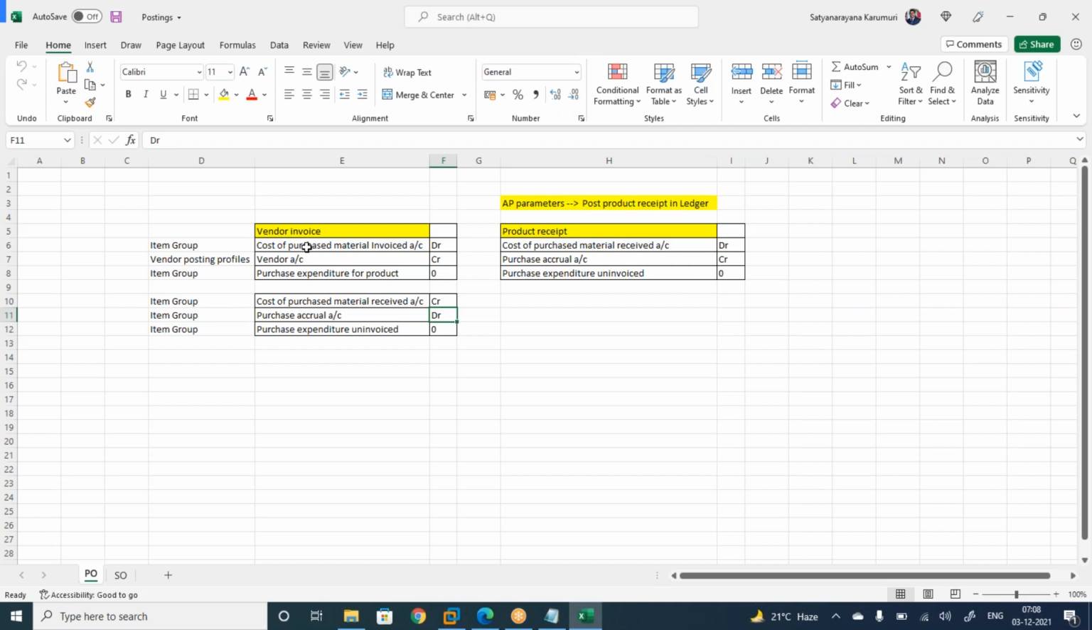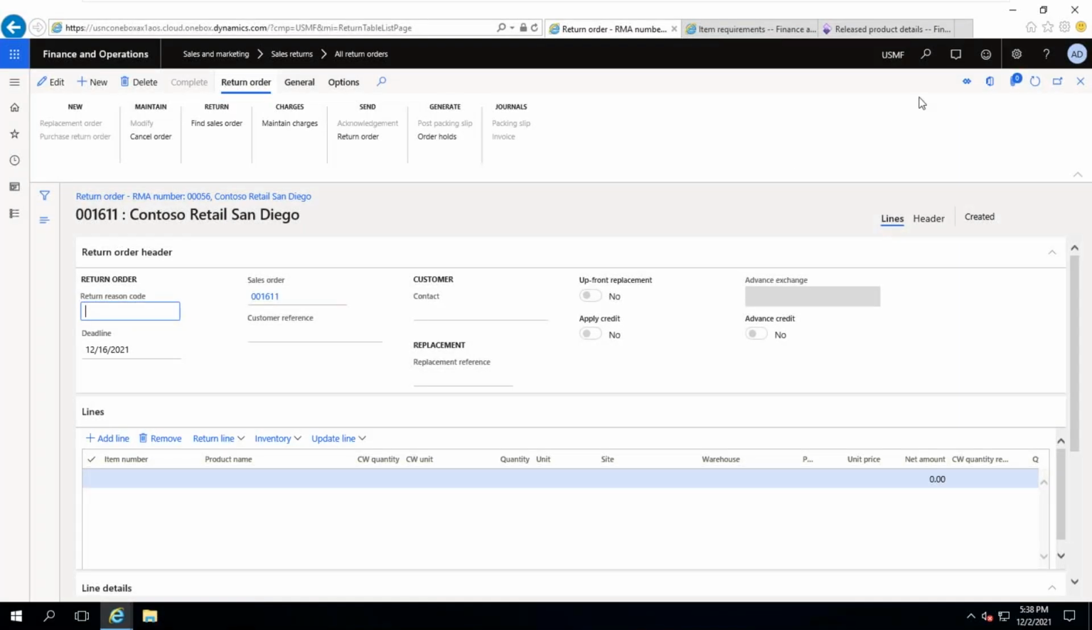So all these ledger accounts will be mapped in the item group. Only the vendor will be mapped in the vendor posting profiles. I will show you this also in a few minutes. You are going to learn. So the item group, I explained and showed yesterday. Let me recap. Let me close this one and open it freshly.